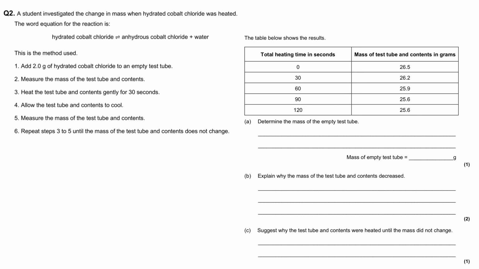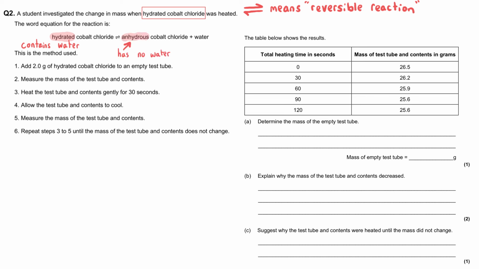A student investigated the change in mass when hydrated cobalt chloride was heated. The word equation for the reaction is shown below. We've got hydrated cobalt chloride on the left-hand side, and then the reversible reaction symbol in the middle, and we make anhydrous cobalt chloride and water. Hydrated cobalt chloride means that there is water in amongst the crystals of cobalt chloride, whereas anhydrous cobalt chloride means that all of that water has been removed.